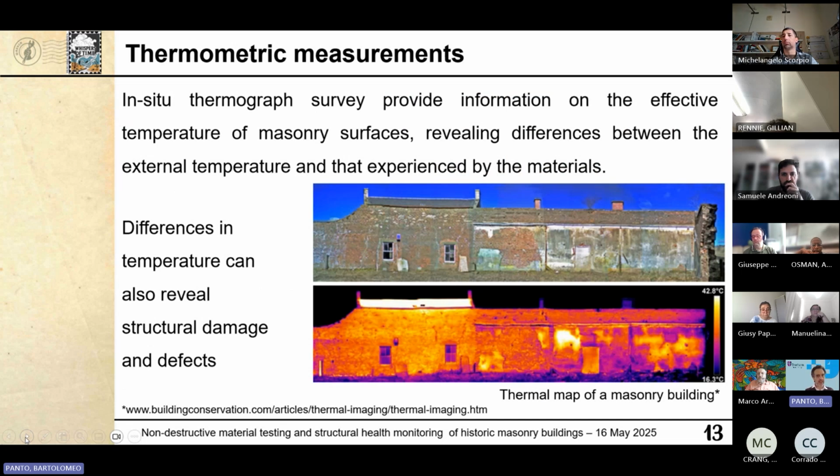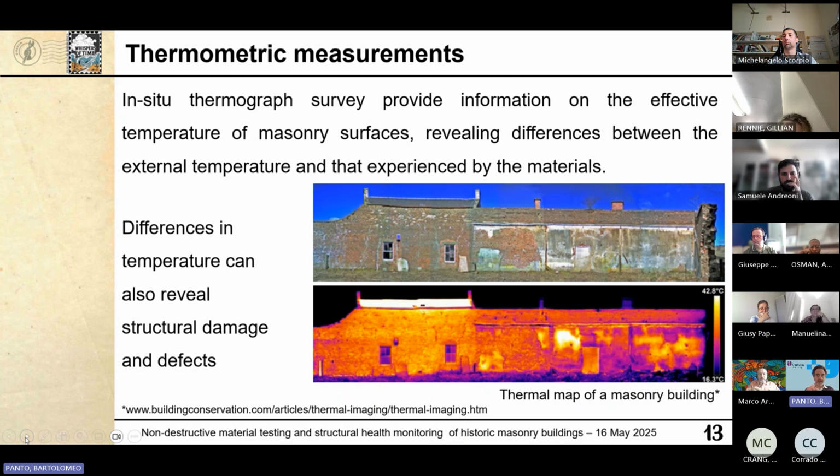Let's say another non-destructive test is the thermometric measurements. Basically, with specific thermal cameras, we can capture the temperature of the external part of a wall. This test, of course, can be useful in the context of climate change. However, the information they provide is much broader than climate change.